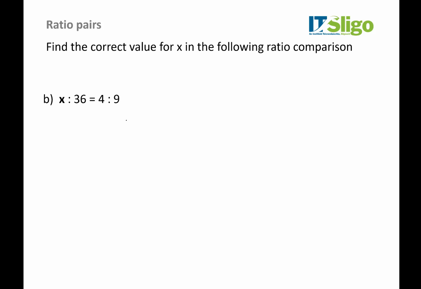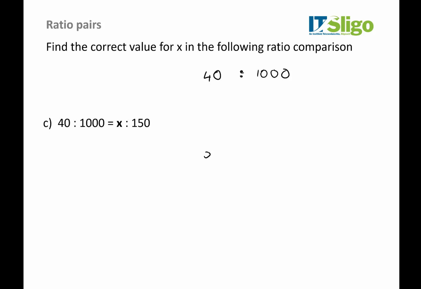We look at another example. This is moving more into the territory that we want to get into. So we have 40 to 1,000 is equal to x is to 150. Again, my reference ratio goes on top, the one I know everything about. My unknown is on the left, and I want to get to 150.